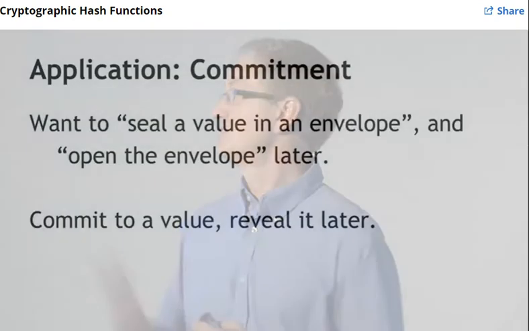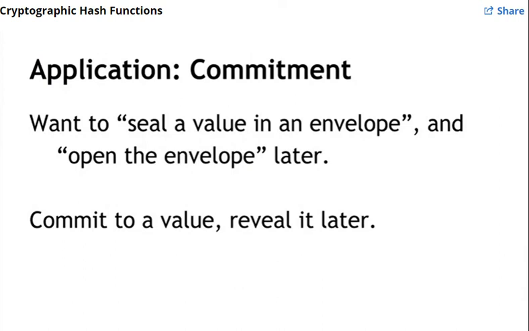Okay, now let's look at an application of that hiding property. In particular, what we want to do is something called a commitment. And this is kind of the digital analogy of taking a value, a number, and sealing it in an envelope and putting that envelope out on the table where everyone can see it. Now, when you do that, you've committed to what's in the envelope, but you haven't opened it. It's secret from everyone else. Later, you can open the envelope and get out the value, but it's sealed. So commit to a value and reveal it later. We want to do that in a digital sense.